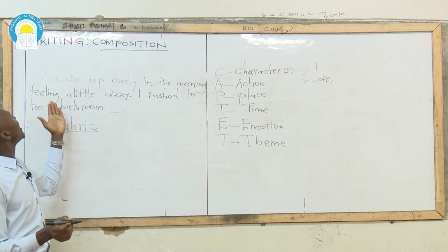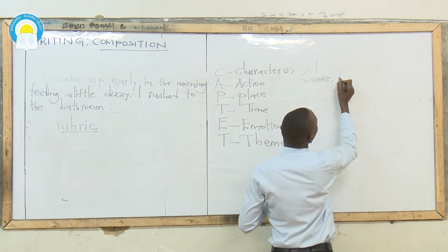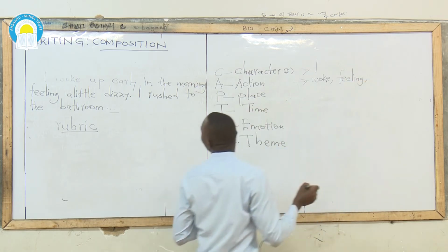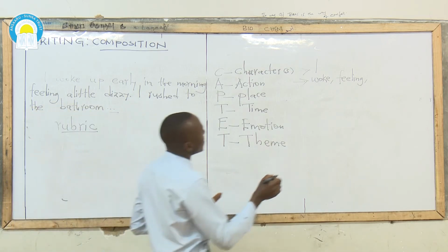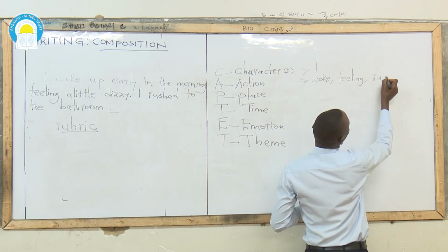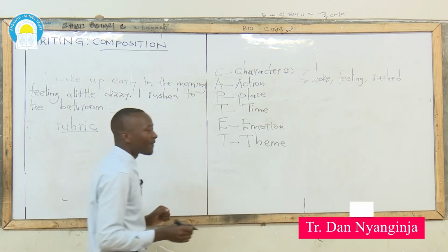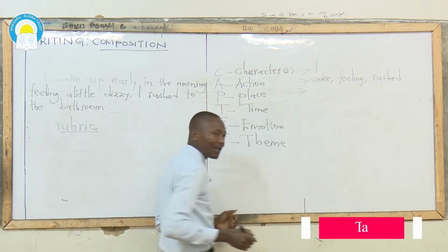I woke up early in the morning. Feeling, that one is another action. I'm feeling a little dizzy. I rushed. There's also the one, rushed. So we have 3 actions: woke, feeling, rushed. Then place.